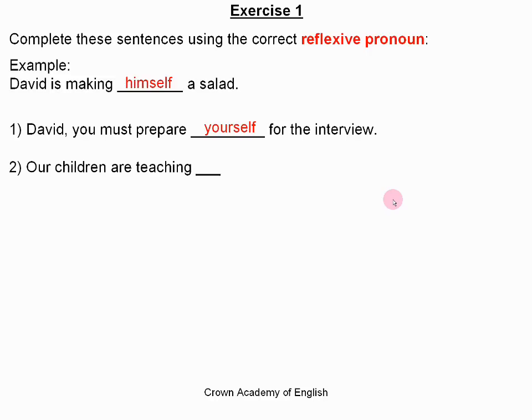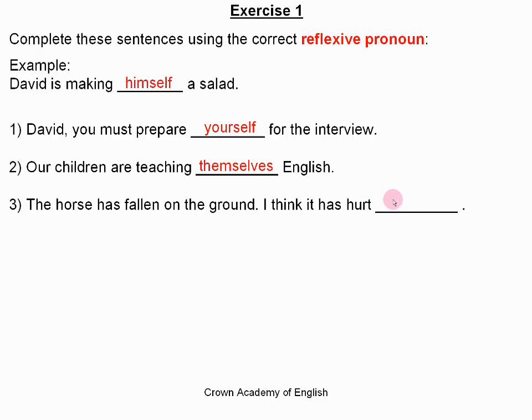Question 2. And the answer is, our children are teaching themselves English. Question 3. And the answer is, the horse has fallen on the ground. I think it has hurt itself. Okay, so the subject is the horse. So the horse is an animal. So we refer to it as it because it is neuter. So the third person singular neuter reflexive pronoun is itself.